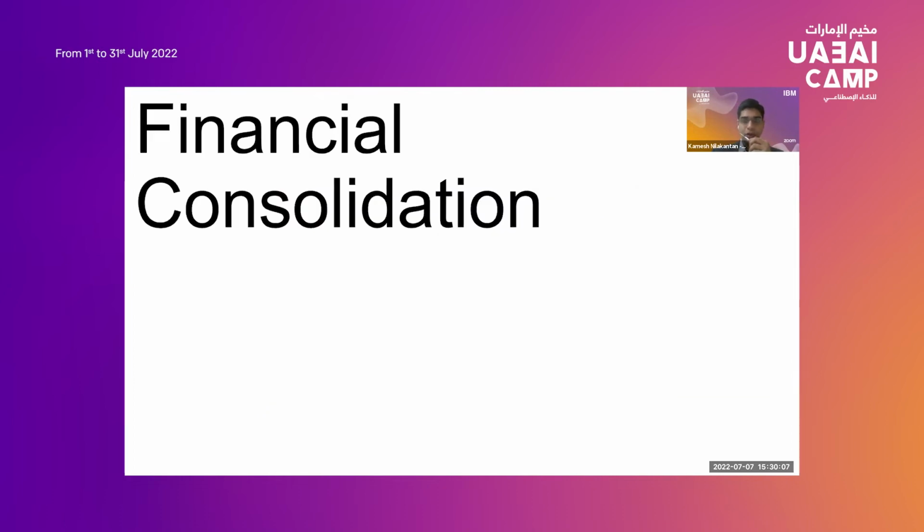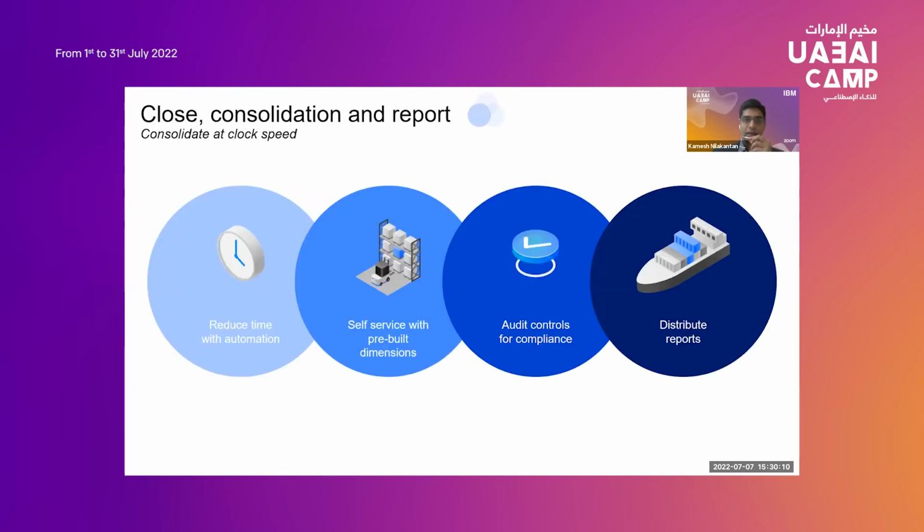Now, the third pillar, which I talked about, is the financial consolidation. So for instance, at the end of the quarter, when the statements need to be released at an entity level as well as at a group level, organizations can leverage this capability, which is the Cognos Controller. It comes with all the self-service capabilities with predefined dimensions. It is in compliance with all of the audit controls, and you can even distribute reports, right? So this is mainly the financial consolidation solution that we're talking about. As I said, all three constitute the overall IBM Business Analytics solution, right?